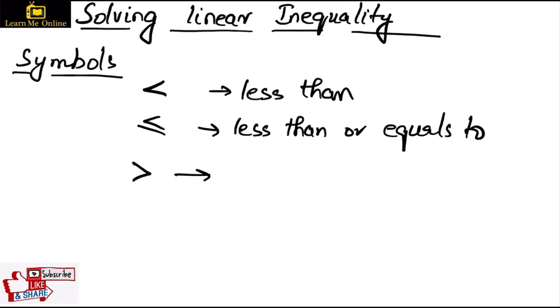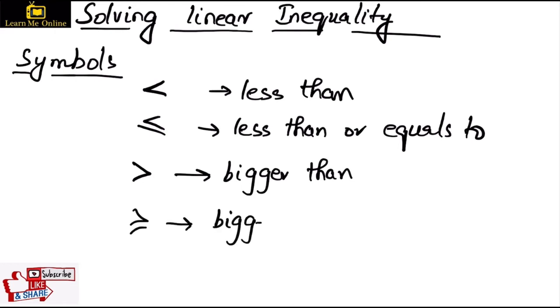This symbol represents bigger than. And if there's a line underneath, then you say that is bigger than or equal to. So these are the inequality symbols that we'll be using later in our questions. Solving a linear inequality means there won't be an equal sign. We are solving equations with some inequality.